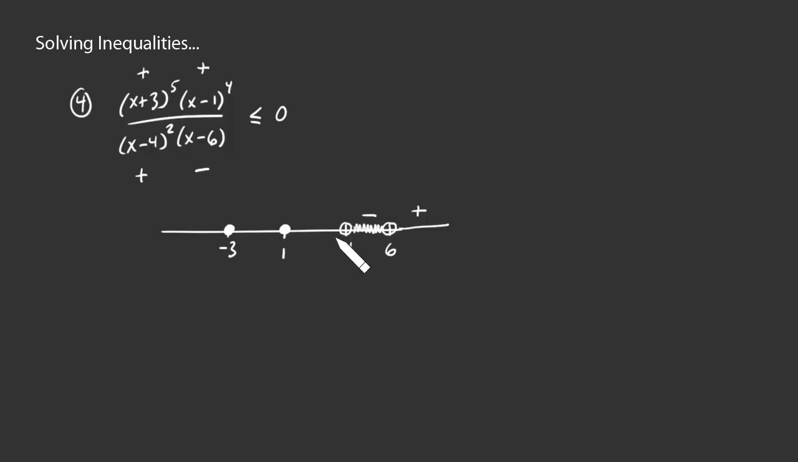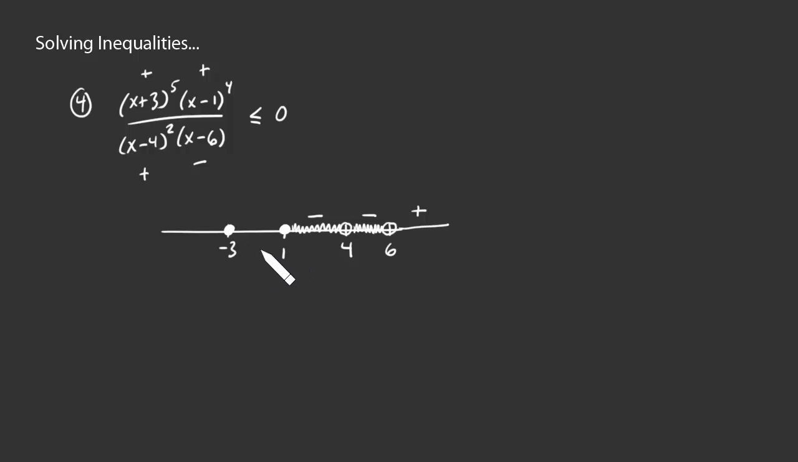What about between 1 and 4? Here again, if we subtract 6 from something in this interval, it's going to go negative. This is always contributing a positive. This is always contributing a positive. And x plus 3 to the fifth, well, let's see. If I add 3 to something that's already positive, I get a positive. And if I raise it to the fifth power, it's still positive. So again, product slash quotient of 3 positives and a negative, that's going to be negative. And those are precisely the values I want. So we'll shade it in.